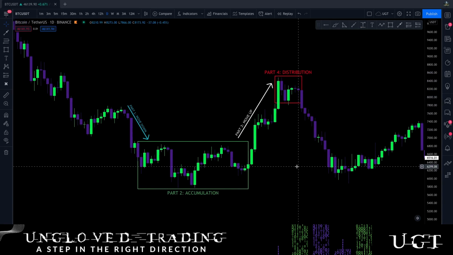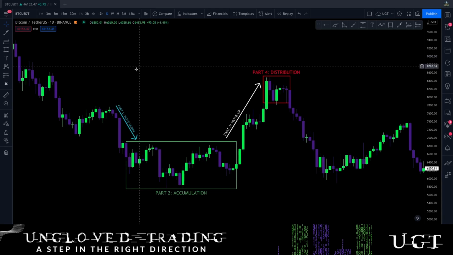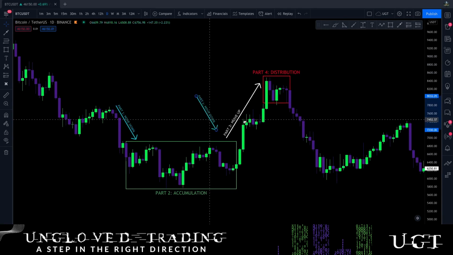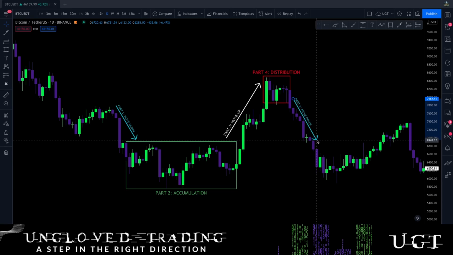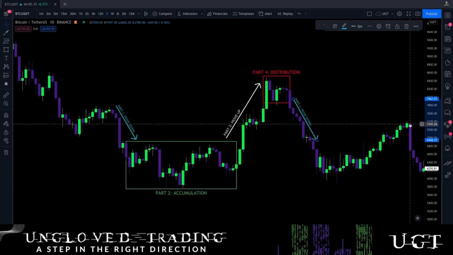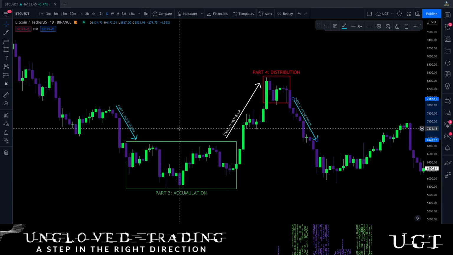Now if you look closely, following this cycle, the very same cycle repeats itself again, where we have part 1, which is the movement down, which leads into a new accumulation zone, followed by a movement up, followed by a super quick distribution zone, and then we get the movement down. And the very same cycle continuously repeats itself time after time.